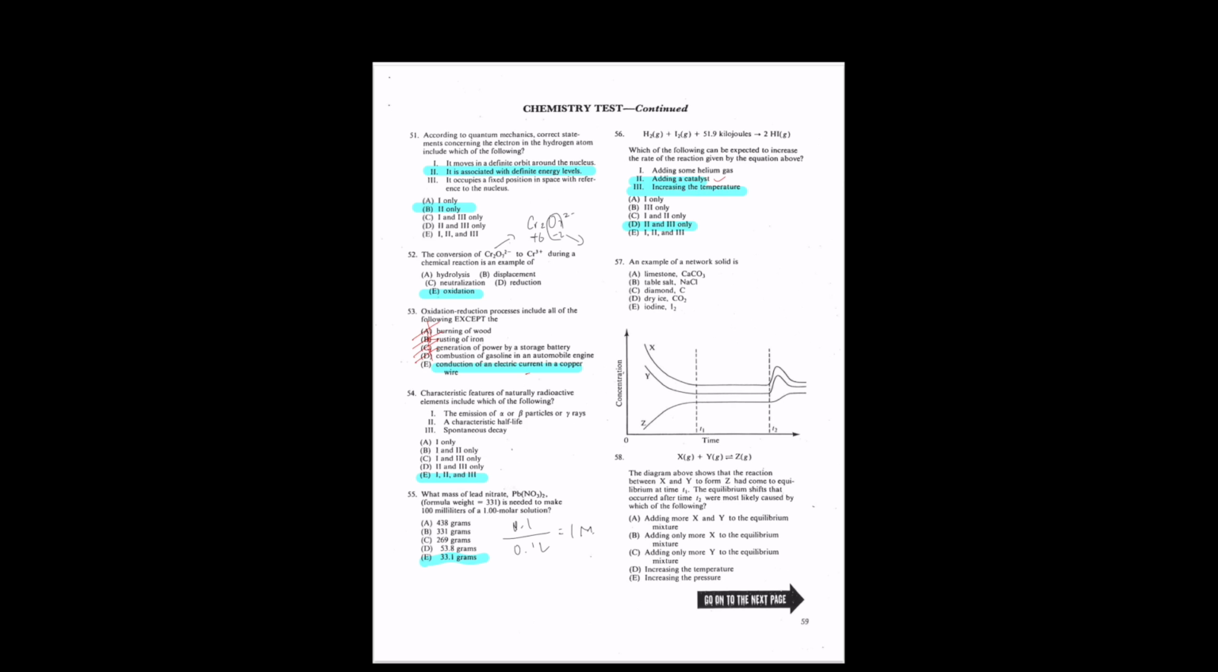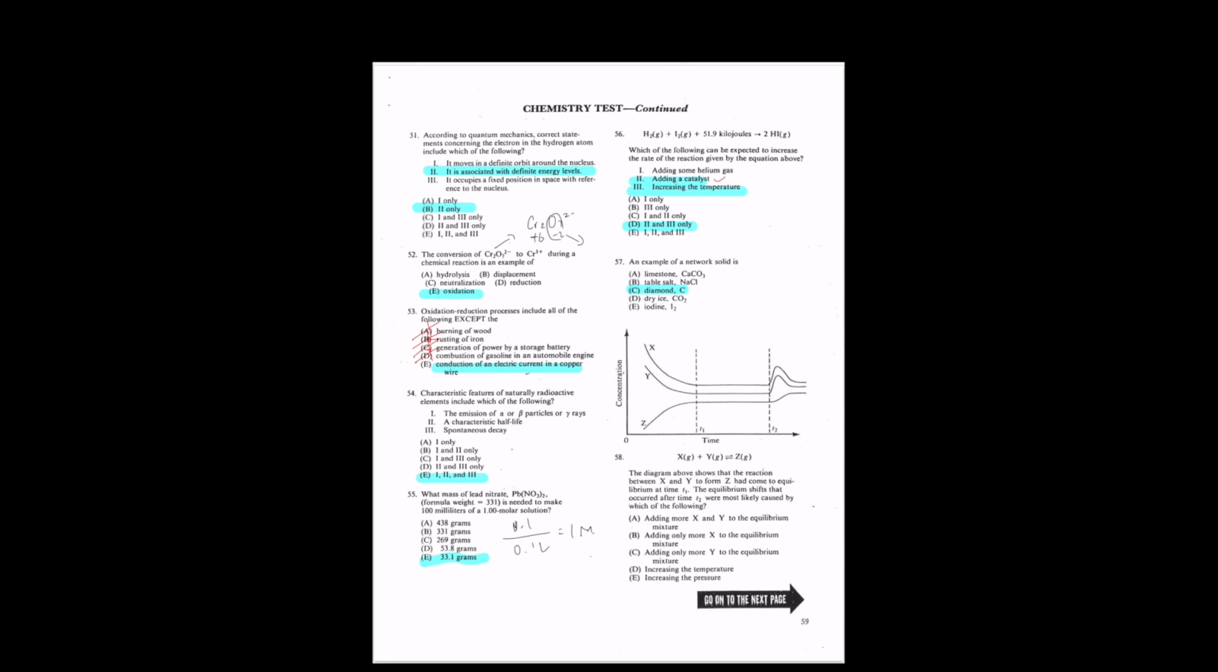An example of a network solid is diamond. A network solid is basically a compound that has network covalent bonds, which is a complex type of covalent bond, which is not limestone. Table salt is ionic. Limestone is ionic. Dry ice is covalent, but it's not a network solid. And iodine is also not a network solid.